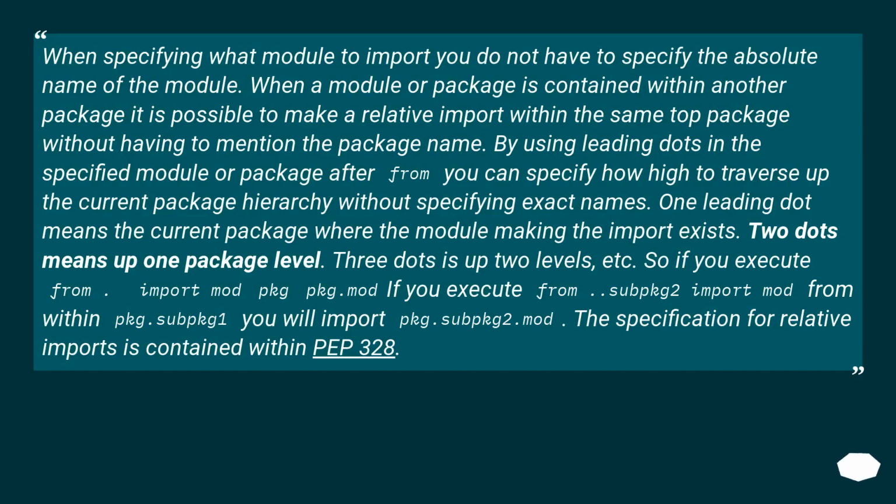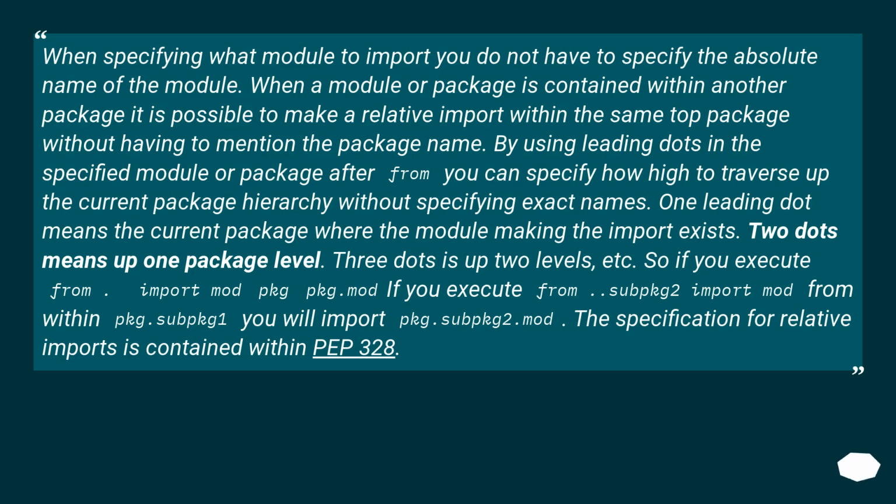When a module or package is contained within another package, it is possible to make a relative import within the same top package without having to mention the package name. By using leading dots in the specified module or package after from, you can specify how high to traverse up the current package hierarchy without specifying exact names.